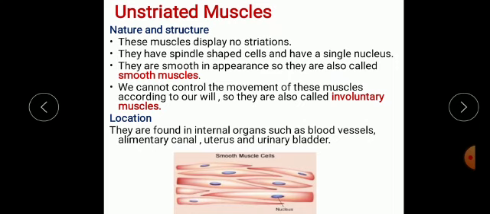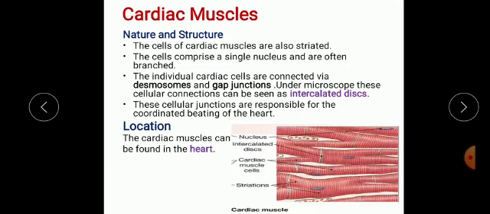So they are also called voluntary muscles. Unstriated muscles. These muscles display no striations. They have spindle-shaped cells and have a single nucleus. They are smooth in appearance, so they are also called smooth muscles. We cannot control the movement of these muscles according to our will, so they are also called involuntary muscles. Location. They are found in internal organs such as blood vessels, alimentary canal, uterus, and urinary bladder.